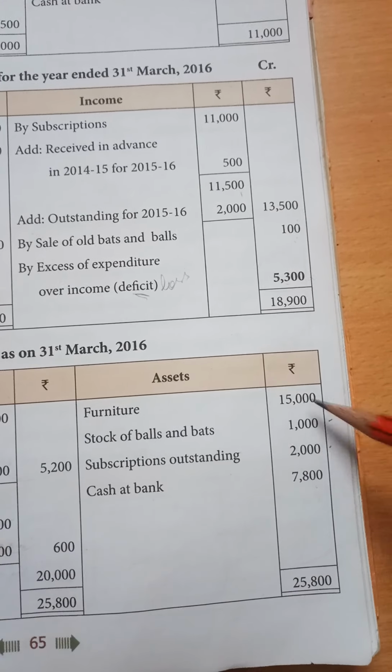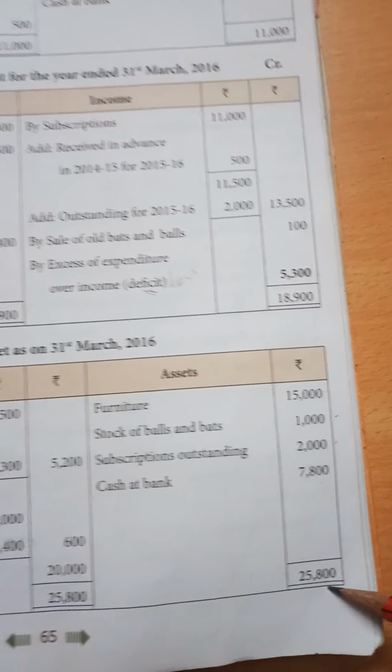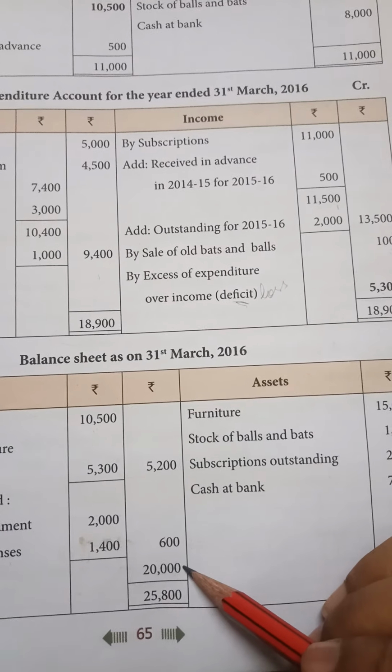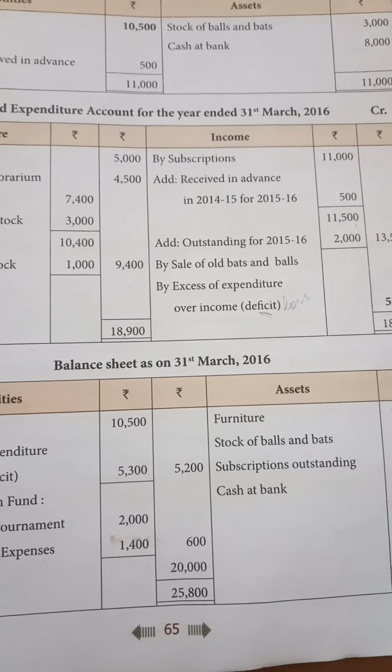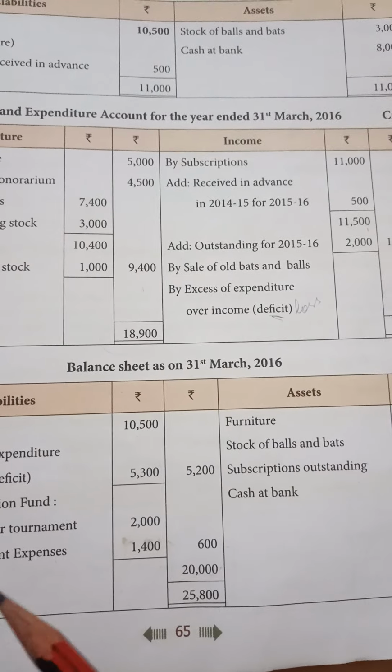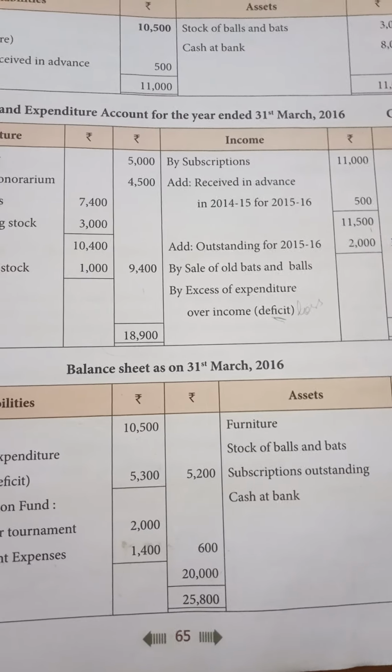Add these values, you get 25,800. And here also when we add these three values, we get 25,800. Always, as we all know, balance sheet assets and liabilities must be equal. Okay.